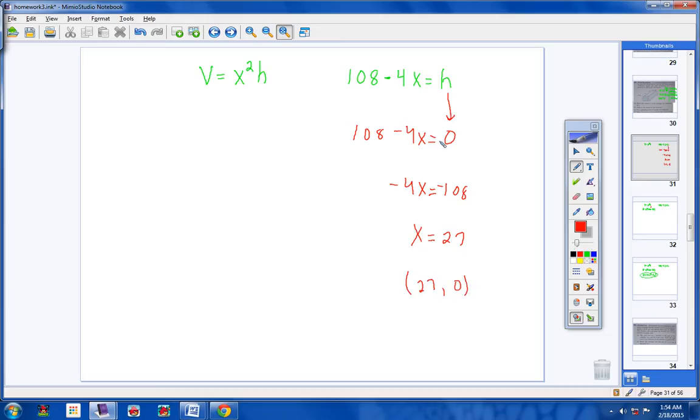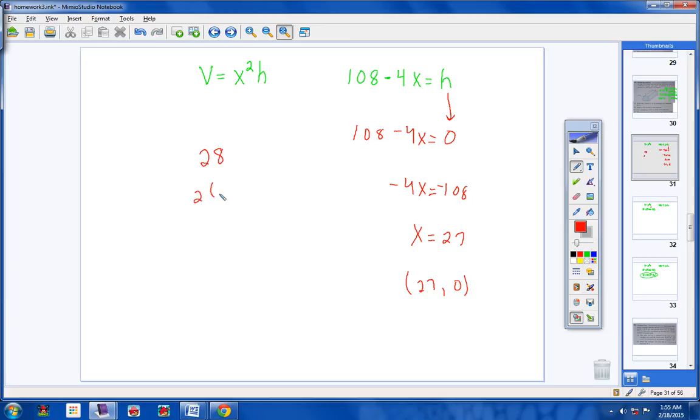Now how can this height right here be 0? There's no way it can be 0. So I know that x cannot be 27. By putting 0 in for h and solving for x, I found the x value that gives me 0 for my y value. So now I've got that breaking point, that boundary. I know that x cannot be 27 because there's no way my h can be 0. So the question is, do I go up to 28 or do I go down to 26?